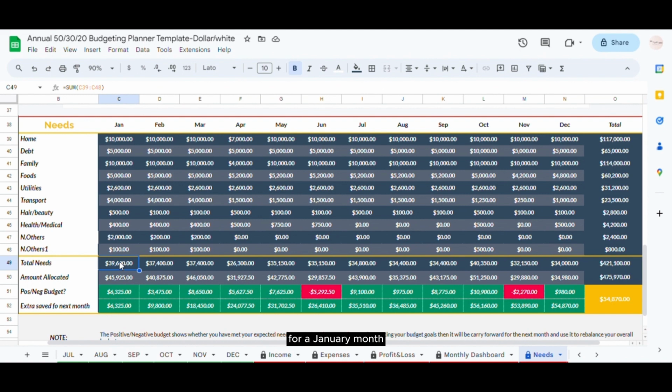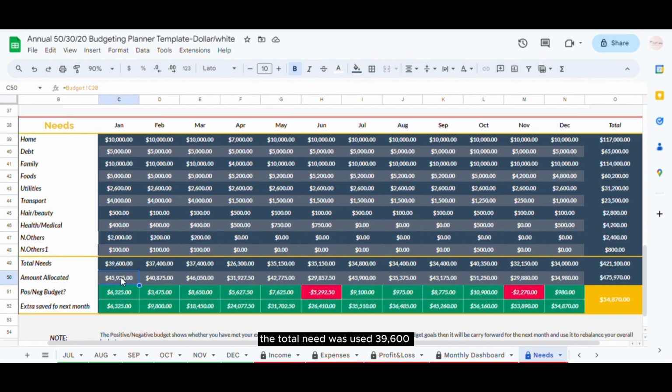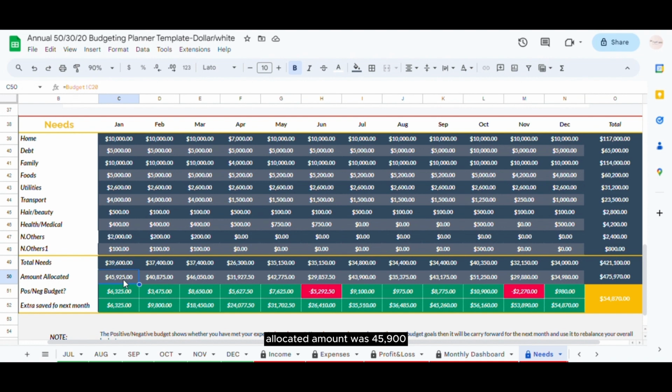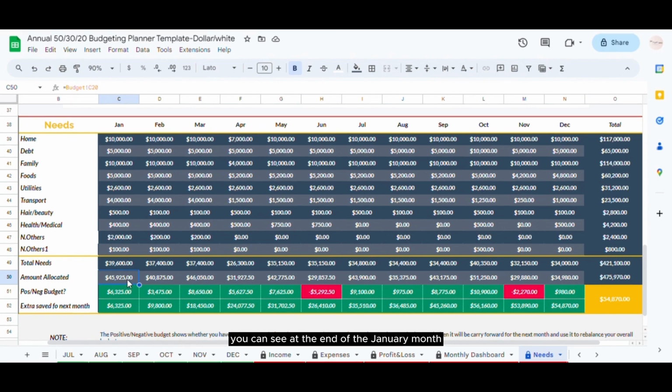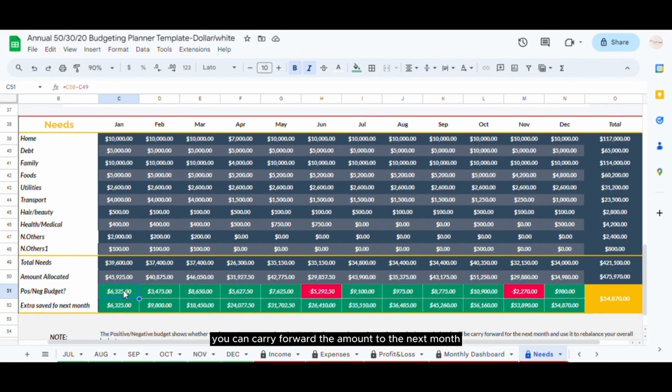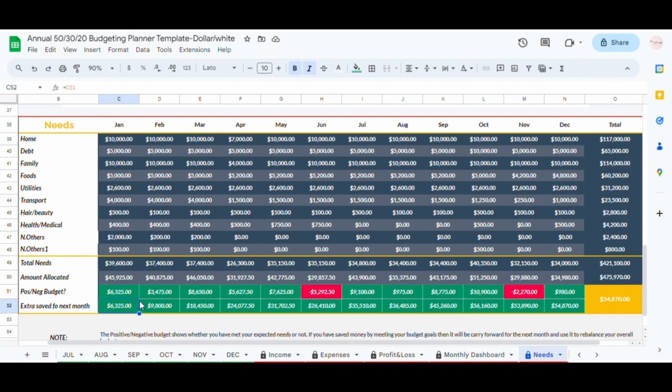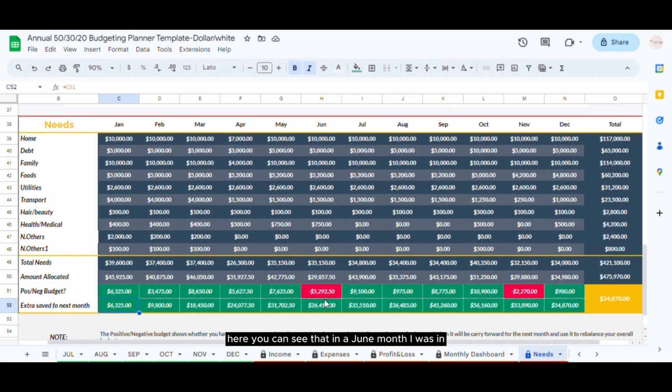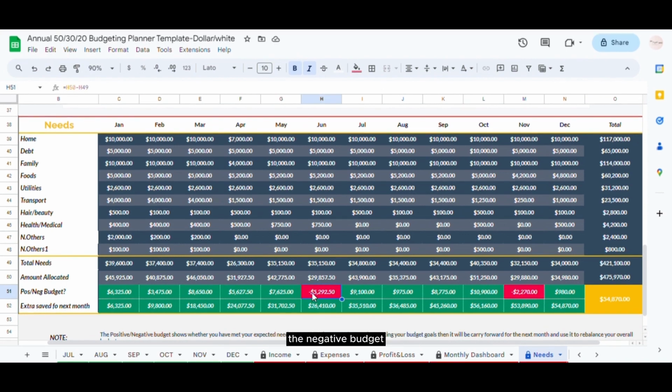Here you can see the needs category expenses. For a January month, the total need used was 39,600 and allocated amount was 45,900. You can see at the end of the January month, I was in a positive budget. If you are in a positive budget, you can carry forward the amount to the next month to offset negative budget in a future month. Here you can see that in a June month, I was in a negative budget.